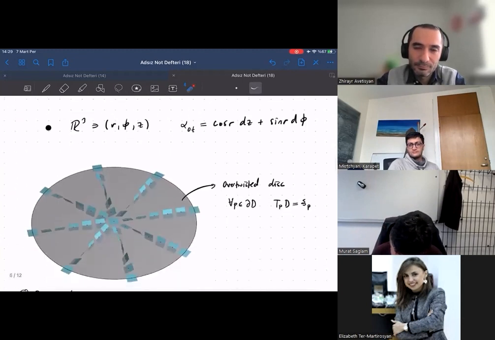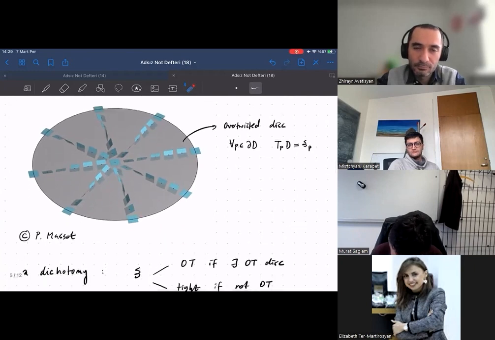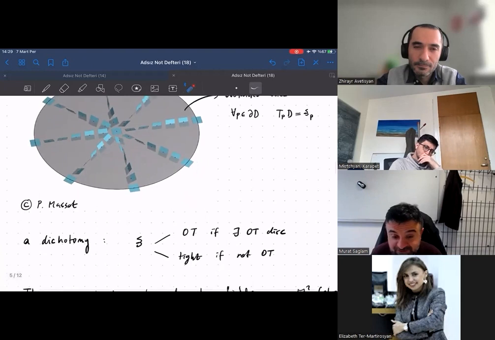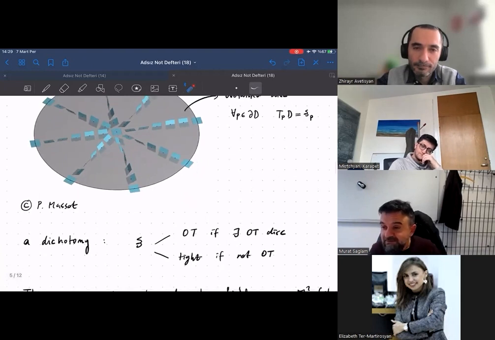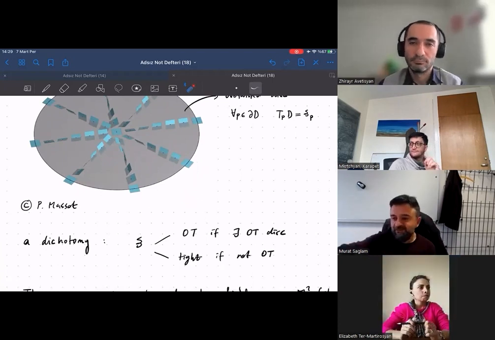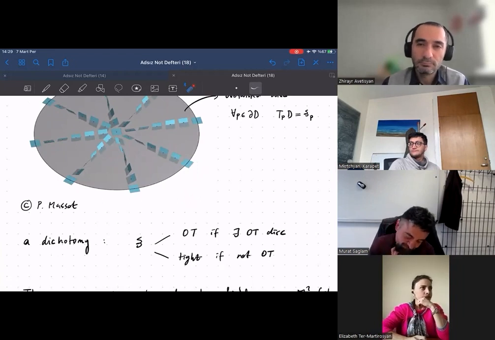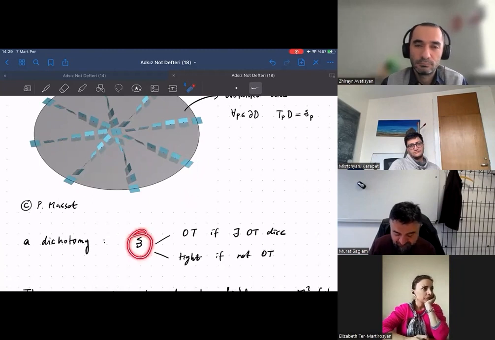And then it turned out that the existence of such disks provides you an interesting dichotomy. From this point on, I'm only thinking of three-dimensional contact structures. So my contact planes are really planes, and my manifold is three-dimensional. And then I make the following definition: I would say a contact structure is over-twisted if there is an over-twisted disk.